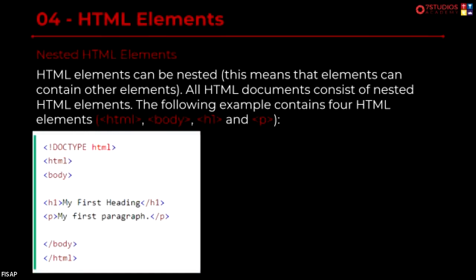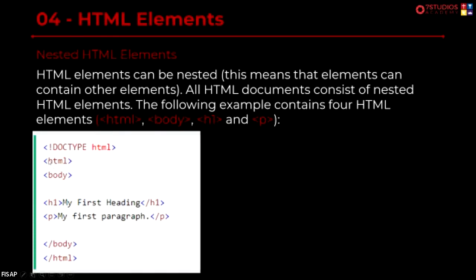The following example contains 4 HTML elements. That's the HTML element itself, the body element, the H1 element, and the paragraph element. So if you look at this code properly, we are already used to this code. We did all this yesterday.